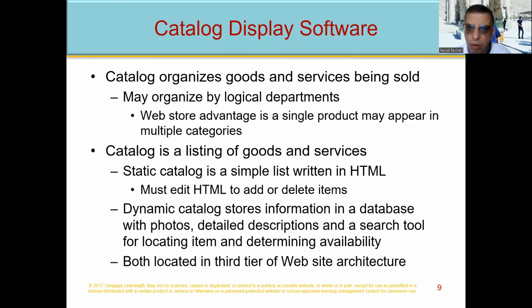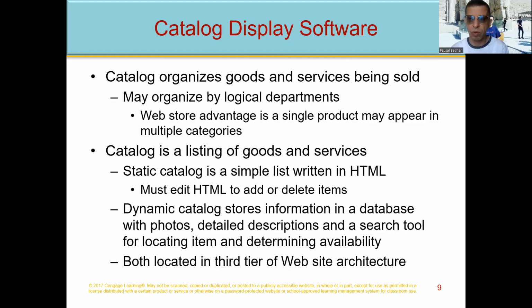What's a catalog? Catalog display software organizes the goods and services being sold. It may organize by logical department, where a single product may appear in multiple categories. A catalog is a listing of goods and services, and a static catalog is a simple list written in HTML. You must edit the HTML to add or delete items.